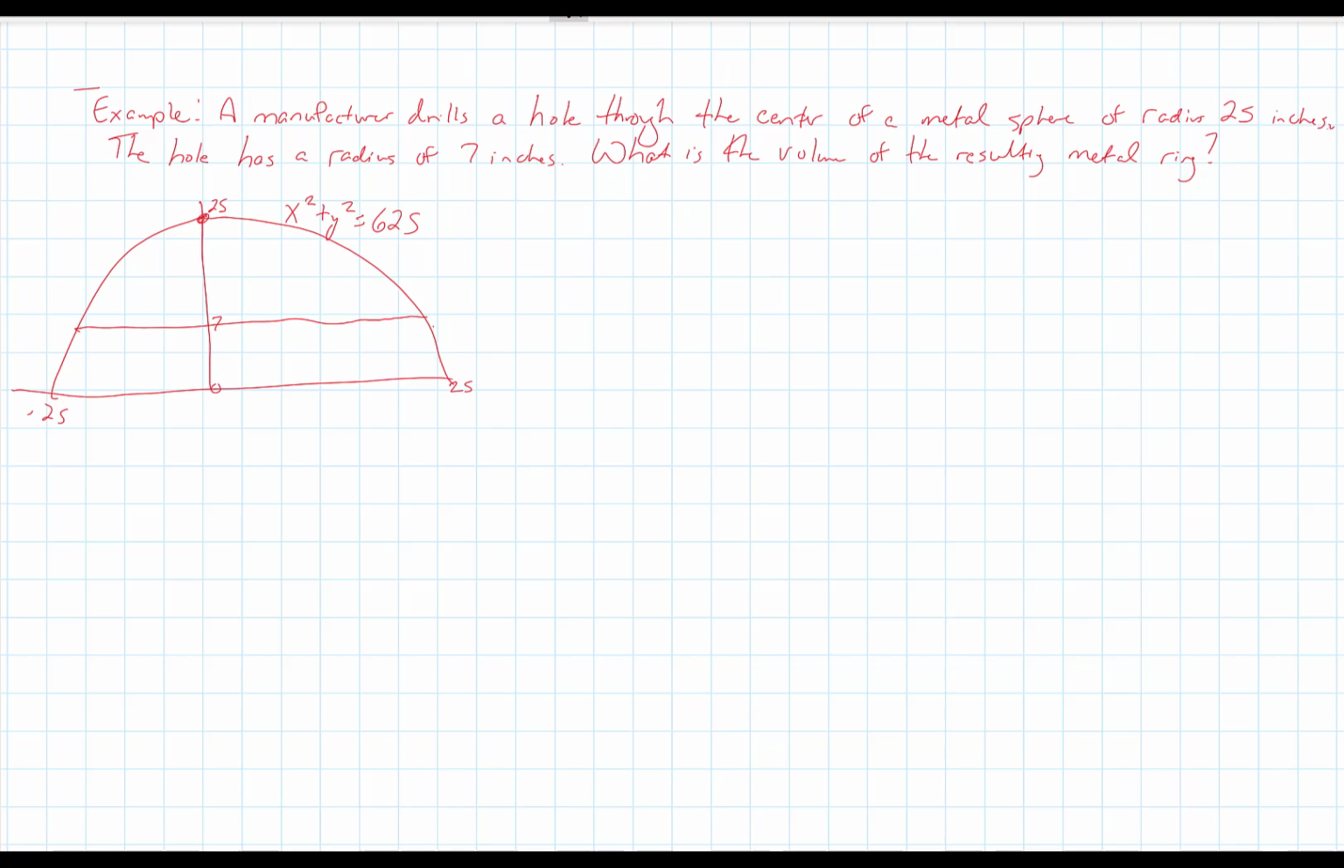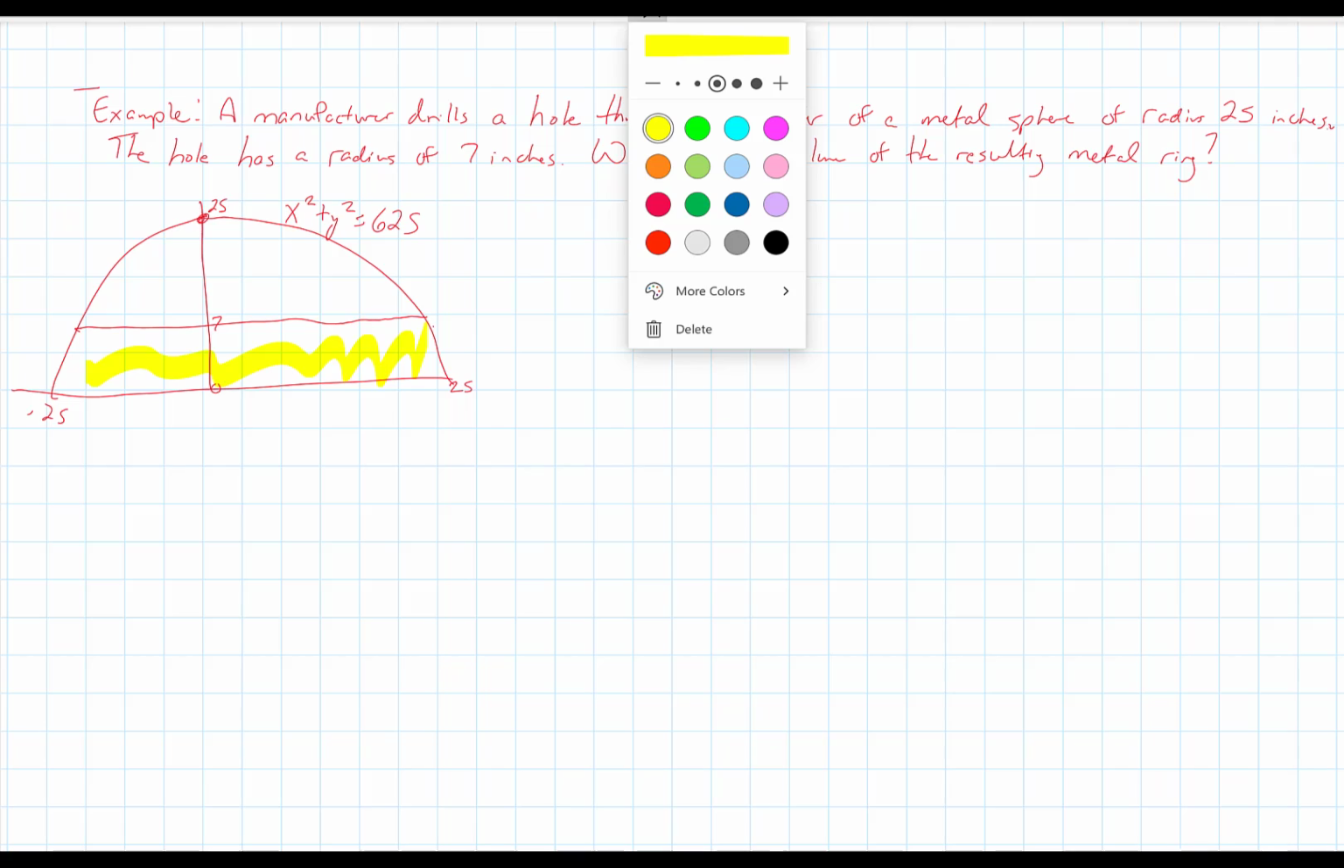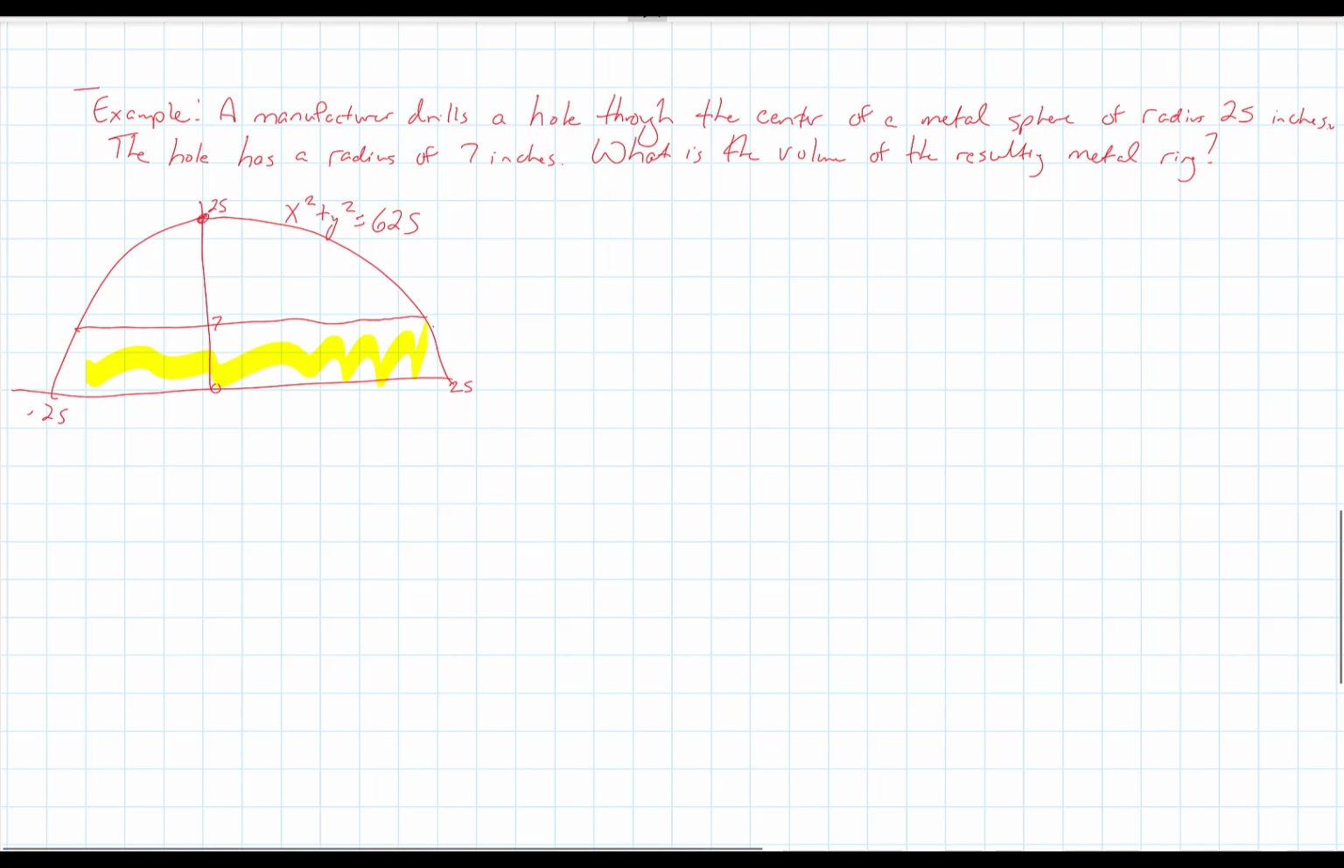So that distance from the origin to the x-axis is 7, or from the x-axis up to where we're removing. So this is coming out, has a radius of 7 inches. And we want to find the volume of that resulting piece that I'm going to shade in green. So we want to find the volume of this green region.